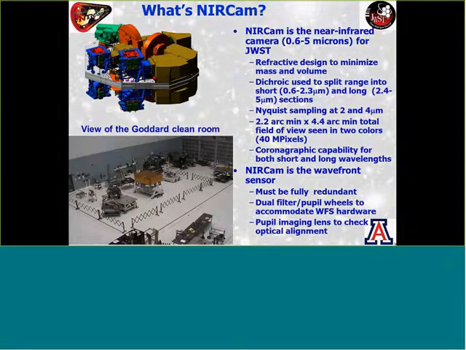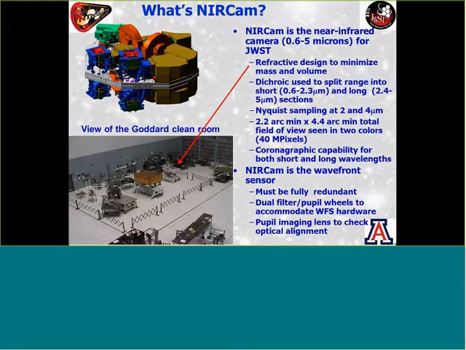One way where it's similar to IRAC is that it has a refractive design which helps make it small, and in this lineup of instruments, NIRCam is the eeny-weeny one. We're the smallest instrument, even though we're the central short wavelength imager. And I'll go through some of the other characteristics here.